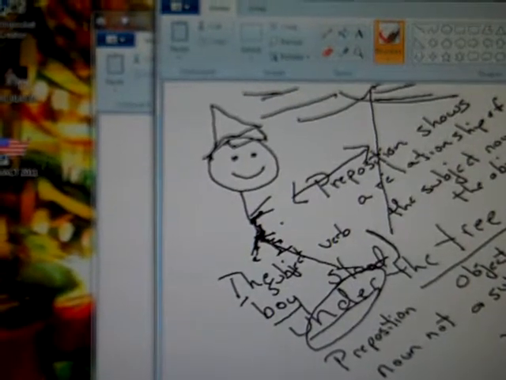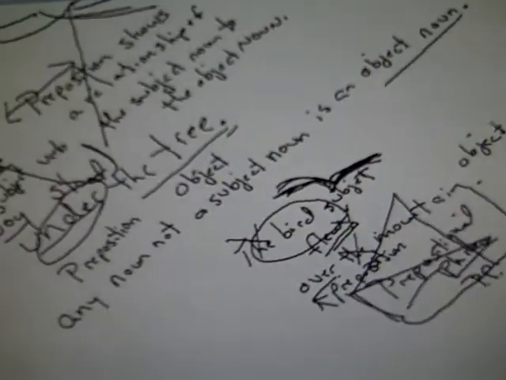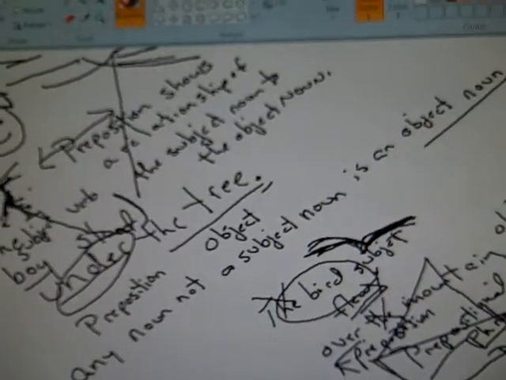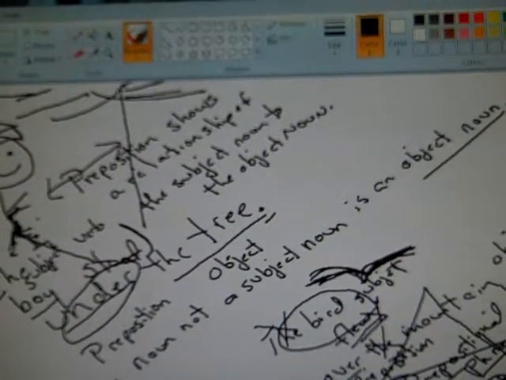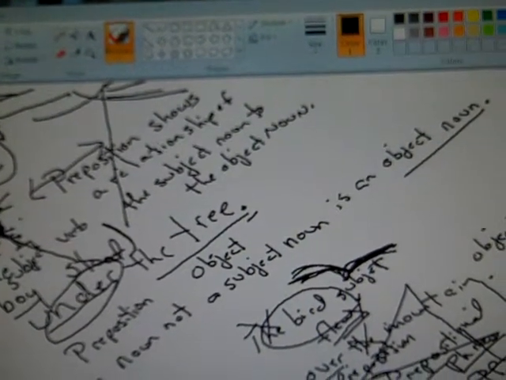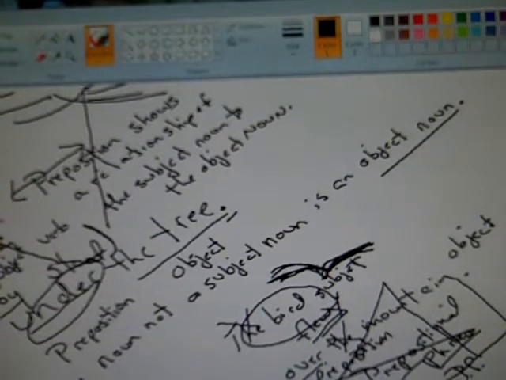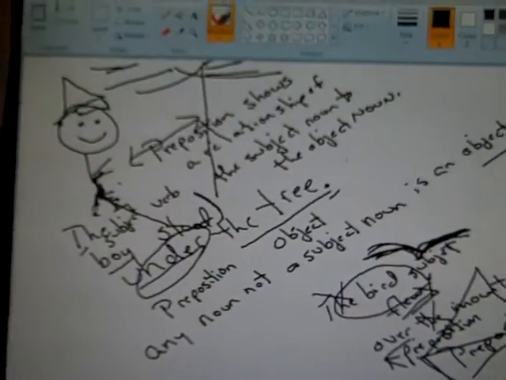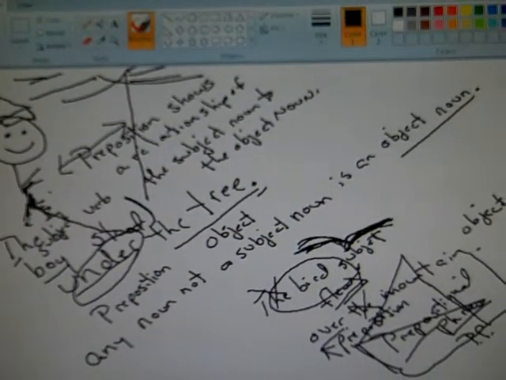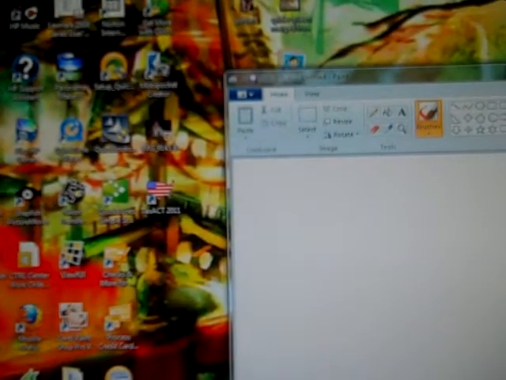So this was the first lesson. You'll recognize it if you watched it. Then last week we talked about prepositions and the preposition demonstrating the relationship of a subject noun to object noun. So it shows what the object noun is doing in its relationship. You'll recognize that picture. And today we're moving on.